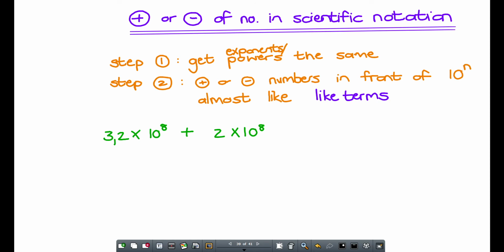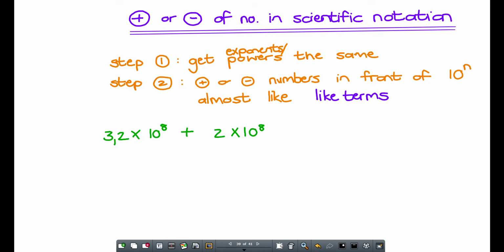When we add or subtract numbers that are in scientific notation, there are two very important steps. Step 1 is to get your exponents, or the powers, the same. Step 2 is, once those are the same, then we can add or subtract. But we only add or subtract the numbers in front of that 10 to the power of something. You must first make sure the exponent is the same, so then we just add the ones that were written in front. So it's almost like what we do with like terms.